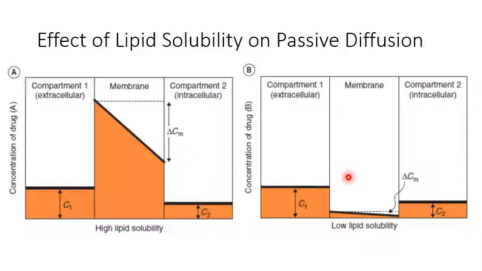In the other case, case B, where the drug has low lipid solubility, only a small concentration of the drug will pass or be absorbed through the cell membrane, and this will make the concentration difference between the apical side of the membrane and the basolateral side of the membrane very low. As a result, a very low concentration of the drug will pass through the biological membrane.